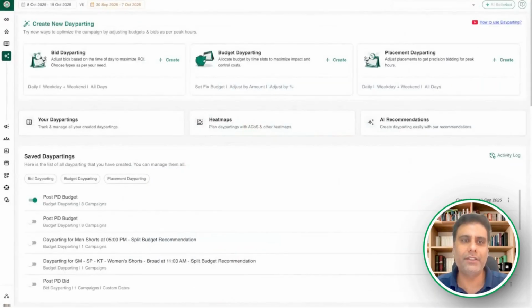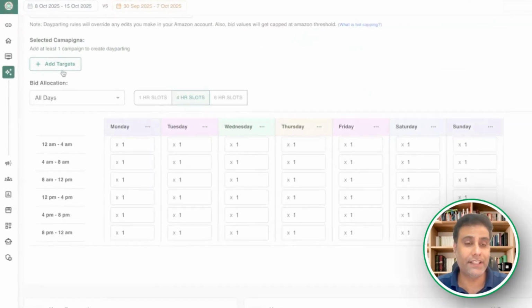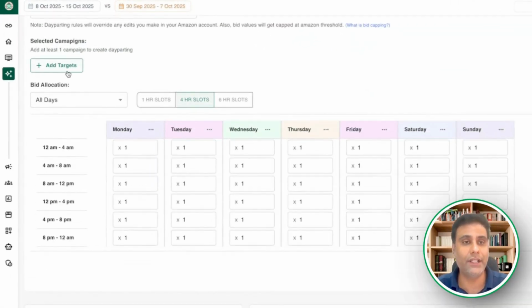In SellerMate, you can do day parting for bids, budget, as well as placements. For example, if you only want to boost top of search, you can do that. I'm just going to show you a very small example of bid day parting. You can identify specific targets. This is the additional thing that you get in SellerMate: you can do day parting at a target level.